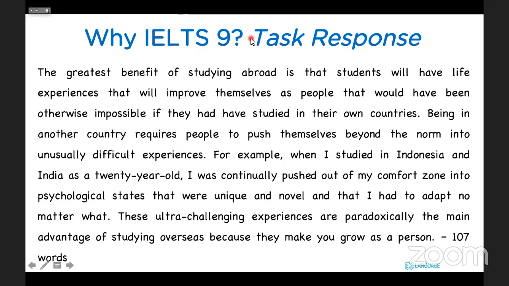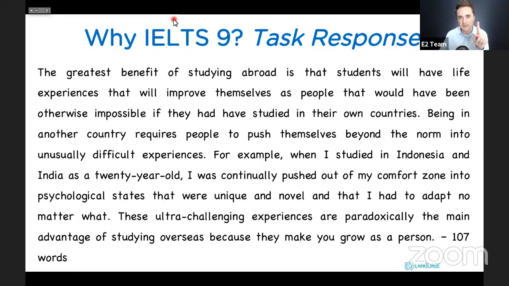First thing is task response. So let me explain first. There are 4 things that the IELTS examiners look for in your essay. One is task response, which means did you answer the question?